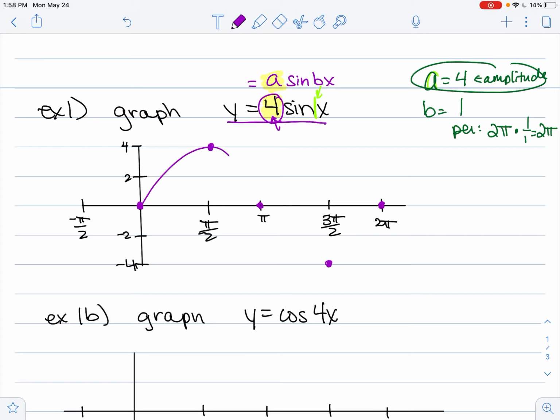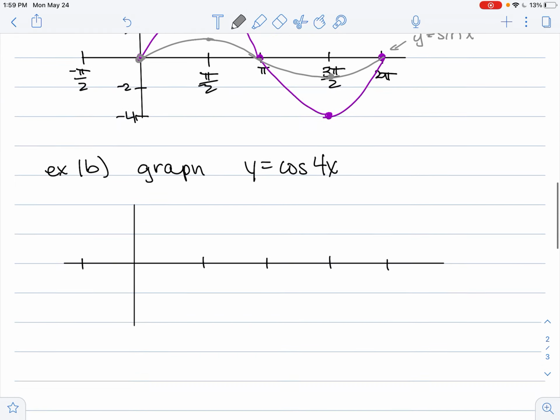So this is our graph for a sine bx. Now remember, regular sine would only go up to 1 and negative 1, so it would look something like this. So the only way that this one changed is that it got multiplied by 4 and the amplitude stretched a little bit to 4.